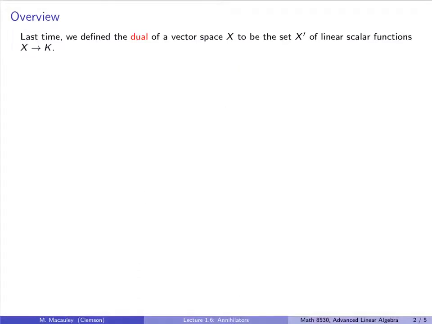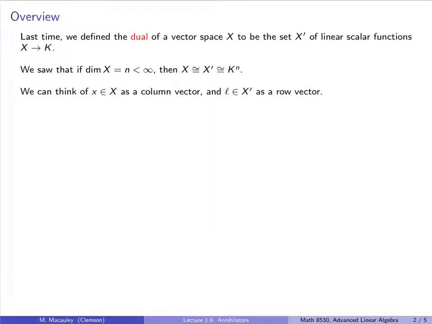Last time, we defined the dual of a vector space X to be the set X prime of linear scalar functions from X to K. We saw that if X is n-dimensional and is finite, then X is isomorphic to its dual, X prime, and both, of course, are isomorphic to K to the n.